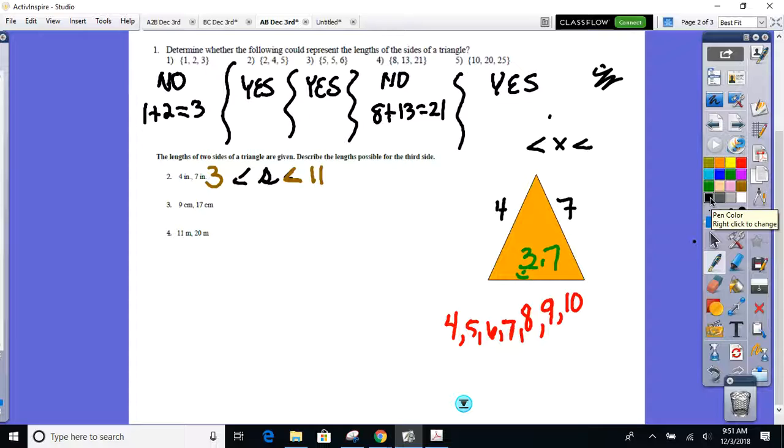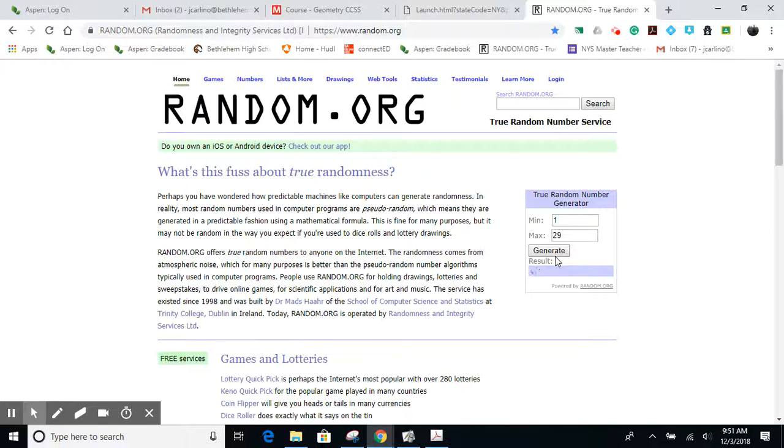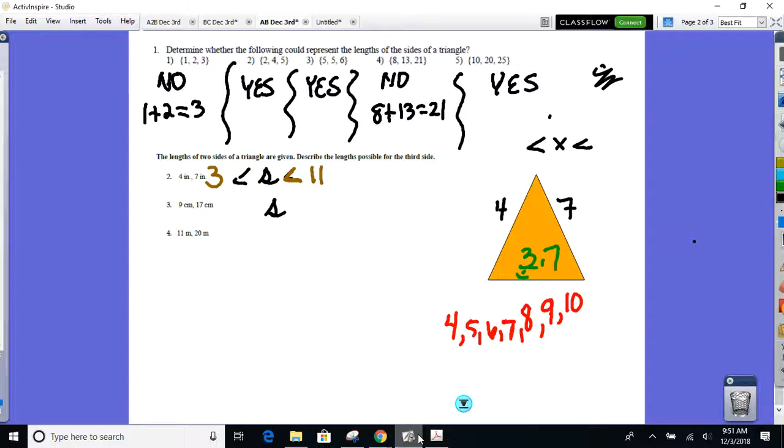Questions? Yep. Will subtracting and adding them work every time? Every time. Always. So 9 and 17 now. If you have two sides of 9 and 17, your side should be between what on your inequality? Here you go, 17 minus 9. Between 8 and what's the upper value here?